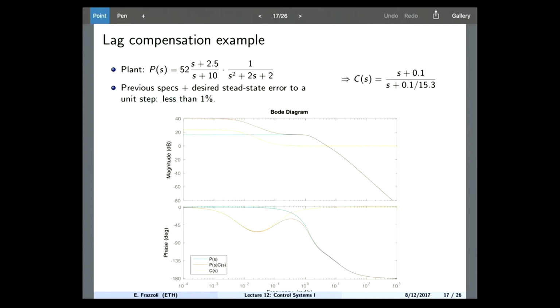So, lag compensation example. Let's say that I have this plant. Actually, this is what I had before, right? This was my transfer function before with the lead compensator. Now, I had the previous specifications. I want the crossover to be at 5, and the phase margin to be 45 degrees, right?